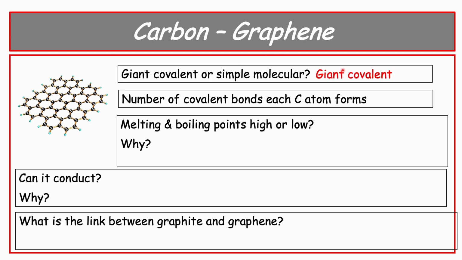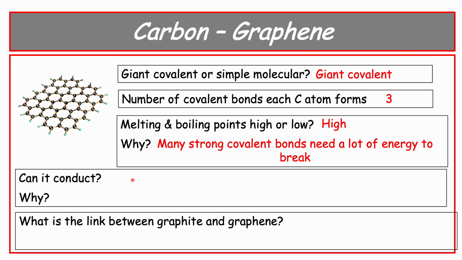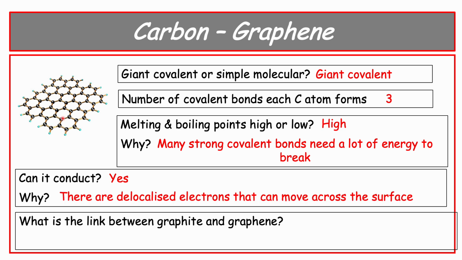So it is giant covalent because it's very similar to graphite. Like graphite, each carbon forms 3 covalent bonds. It's got a high melting point because the many strong covalent bonds require lots of energy to break. It will conduct electricity because this time the delocalized electron for each carbon atom can move right throughout the structure to allow an electrical current to flow. And the link between graphite and graphene is the same, it's just 1 layer.